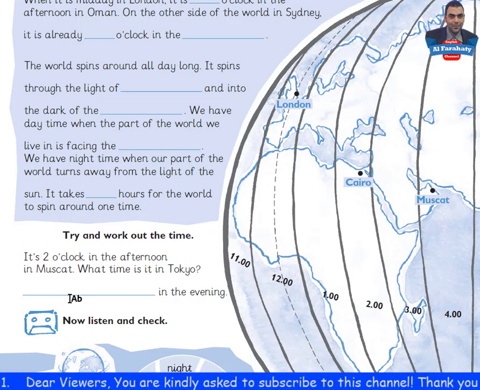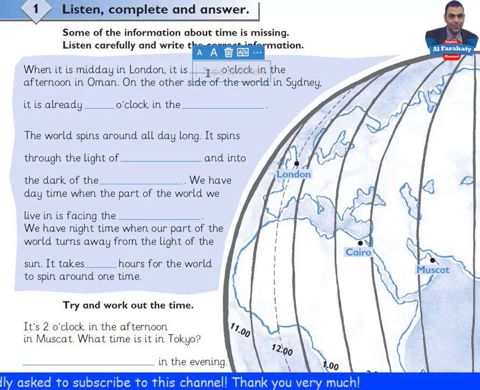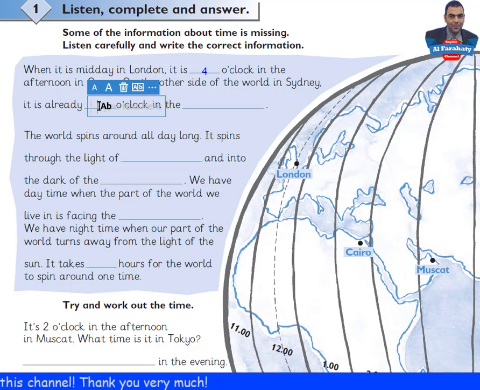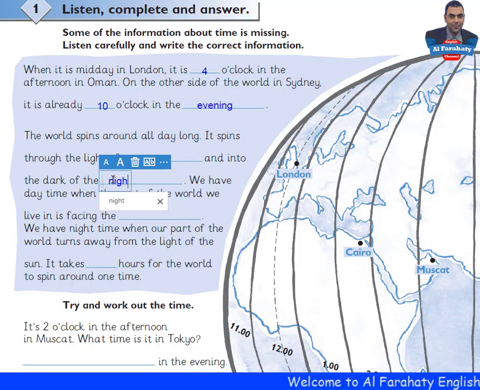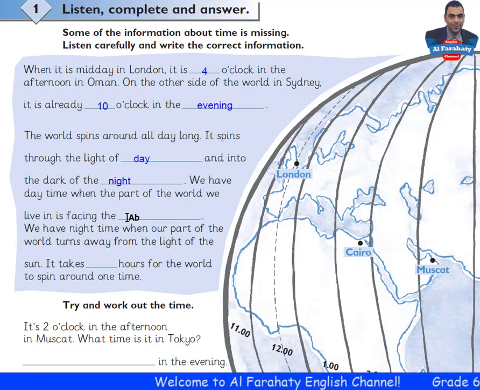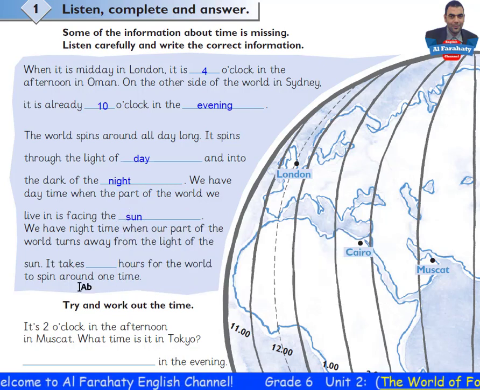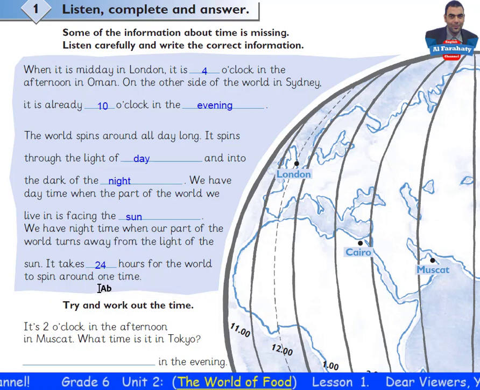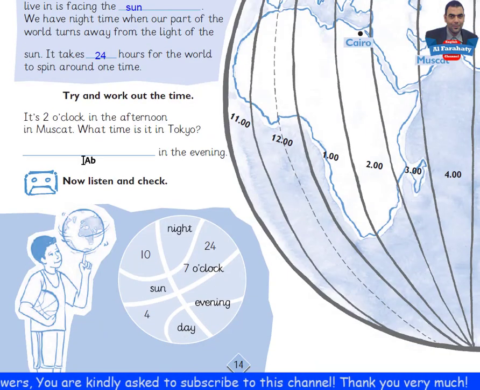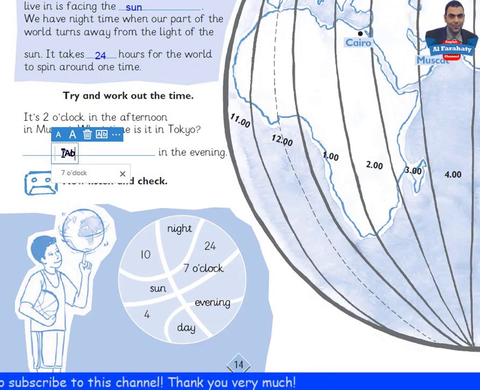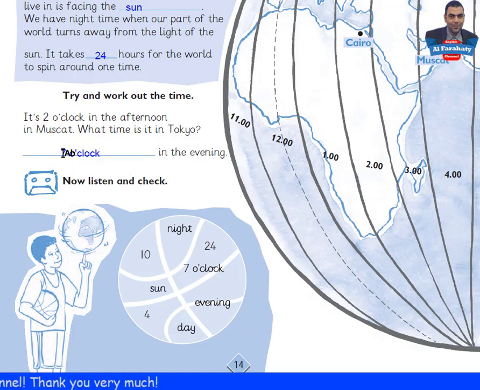Now I'll write the answers. Okay? It's 4. It's already 10 in the evening. The light of day, the dark of the night, facing the sun. It takes 24 hours. It's 2 o'clock in the afternoon in Muscat. What time is it in Tokyo? Yes, 7 o'clock. In the evening. Now listen and check.